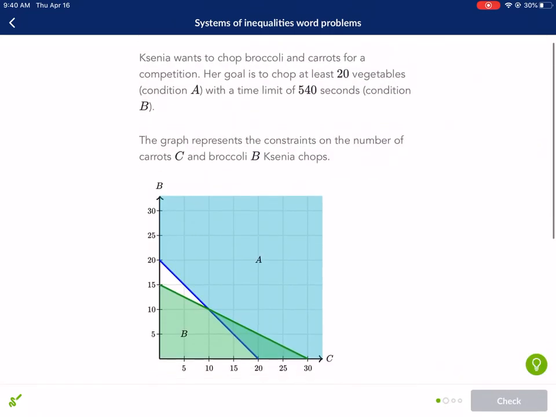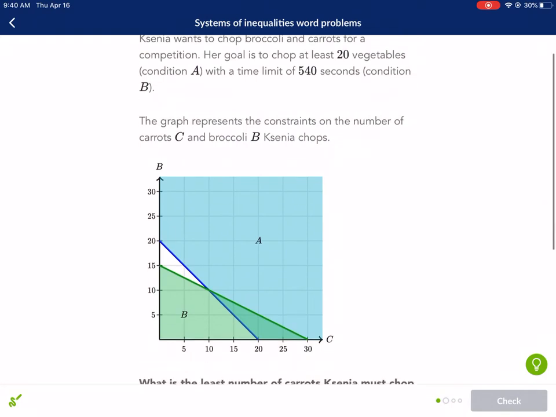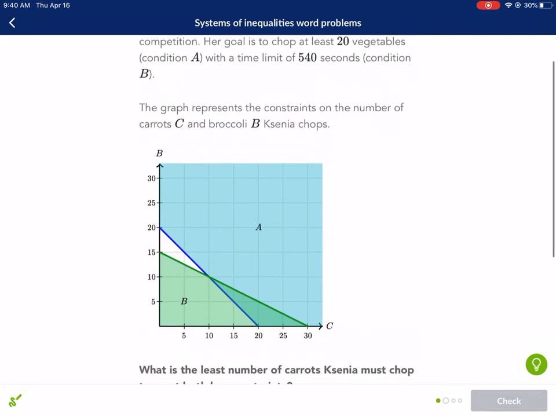We say, Ksenia wants to chop broccoli and carrots for a competition. Her goal is to chop at least 20 vegetables, condition A.